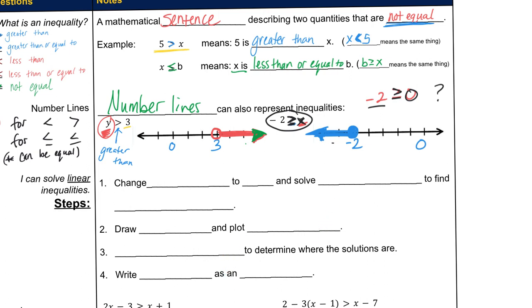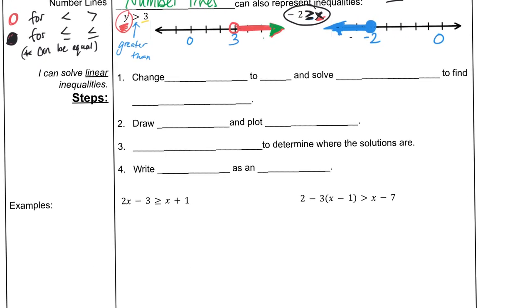Now let's take a look at how to solve linear inequalities. Solving linear inequalities is a lot like solving equations. So if you were good at that a while back, this will be a good unit for you to show some strength in. What we're going to do is start by changing the inequality to an equal sign. We're going to do that first step together and solve the equation to find the boundary point.